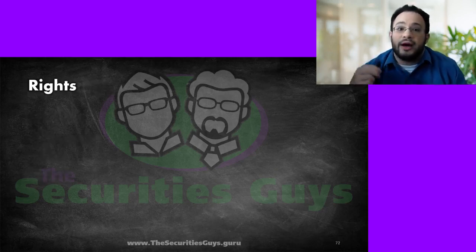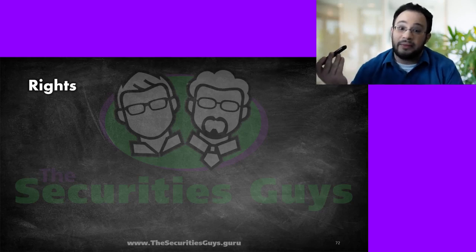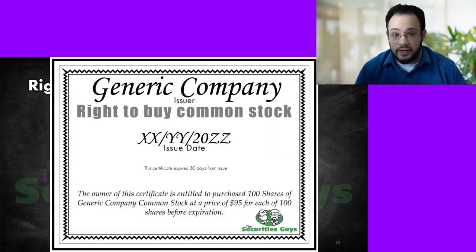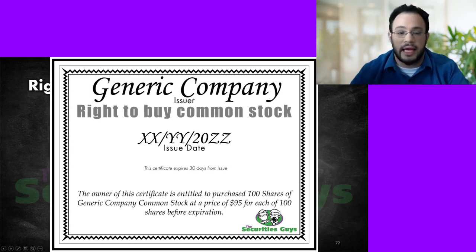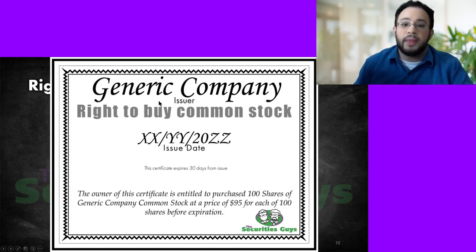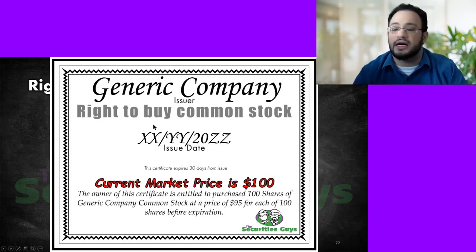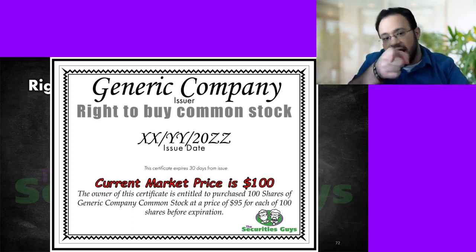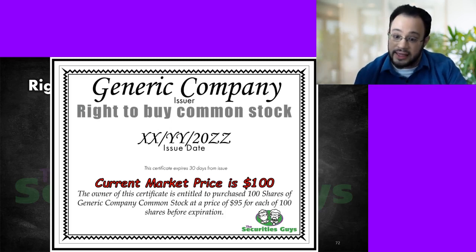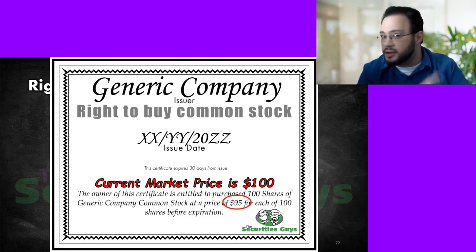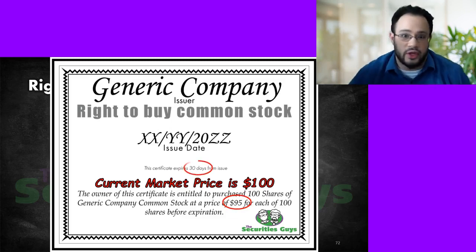Well, let's talk about rights. Well, before we talk about them, let's look at one. Here is a right, clearly a very, very official certificate here. It's got the official stamp and everything. Clearly an official company. We all have heard of the great generic company. But this is a company where right now the current market price is $100 per share. And if I own this, the right lets me buy it at $95 a share. I can buy 100 shares at $95 a piece. The problem, I only have 30 days in which I can do this.